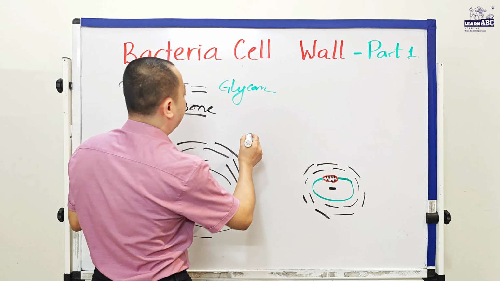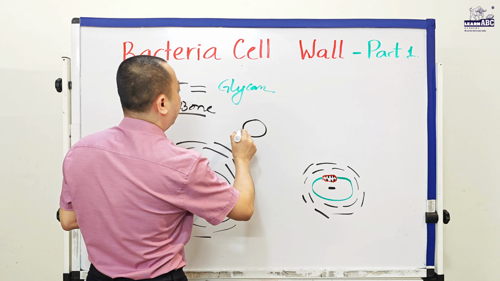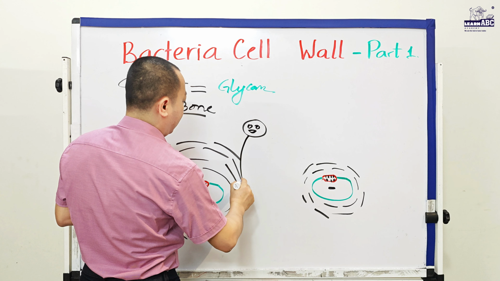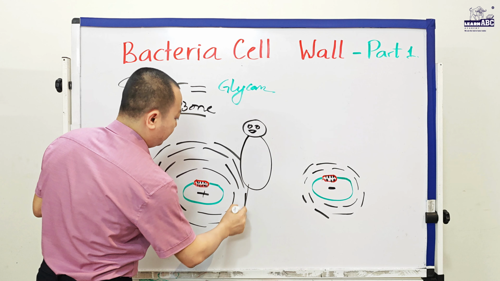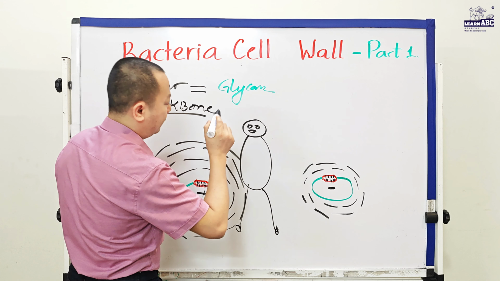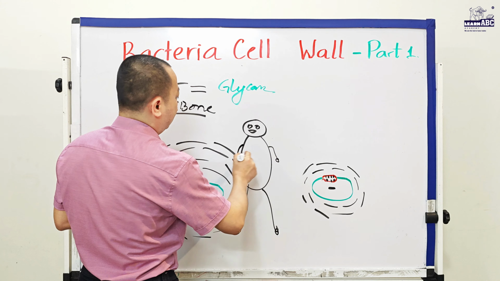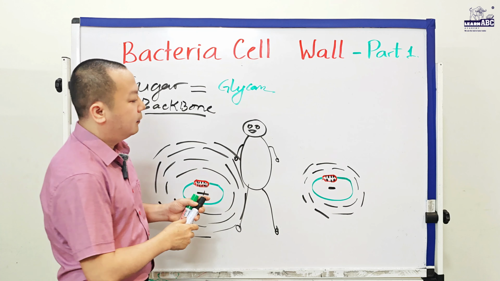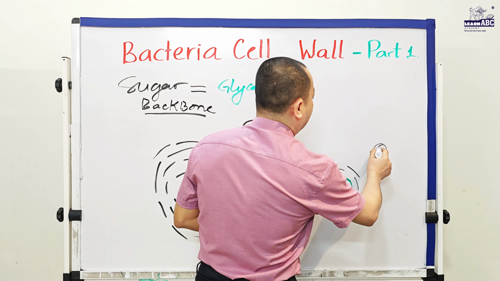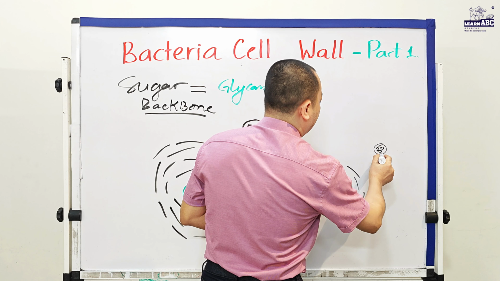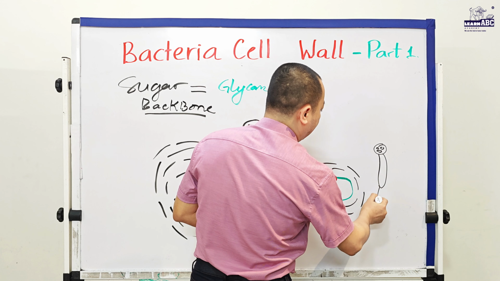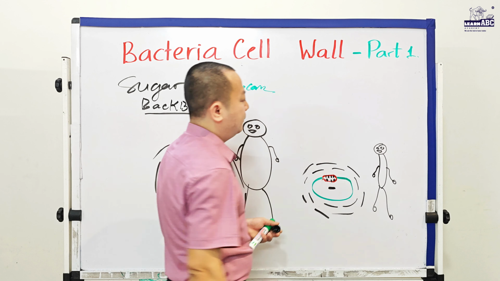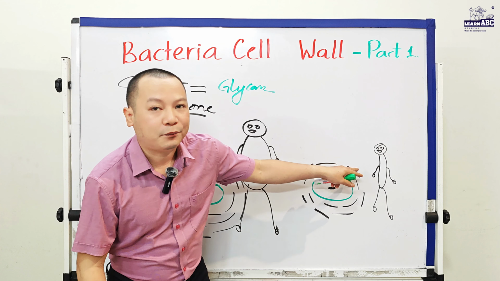You can imagine it like this. This is what I'm drawing. This is gram-positive. So gram-positive is very fat, very big like this. But you can imagine the gram-negative. Yes, gram-negative is very, very thin like this. So the cell wall is very thin.